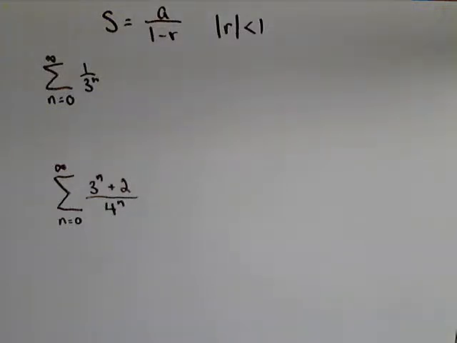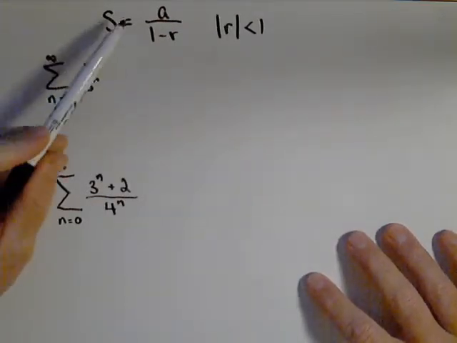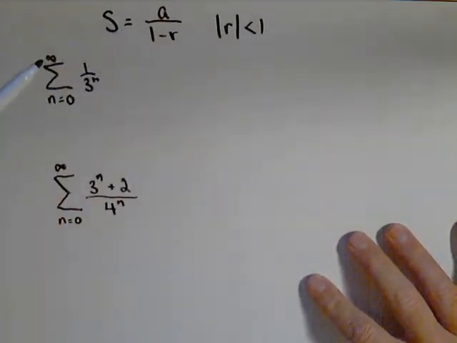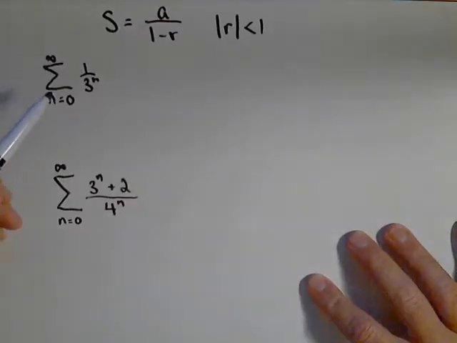In this video, we're going to look at calculating a couple more geometric series using the formula S equals A over 1 minus R. I should note that these are infinite geometric series. All we need is that common ratio to be less than 1. So there are a couple of ways in which they can be written.